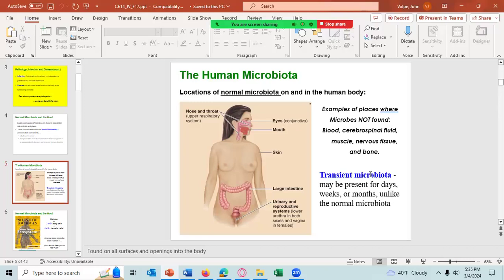It doesn't always cause a skin infection, but if you're a person who frequently gets boils on your skin, it's probably because you're one of the 20% of Americans who has Staphylococcus aureus as part of their normal microbiota on their skin. I, fortunately, am not one of the 20% of Americans. I had it as a transient microbiota. Any question about any of that?